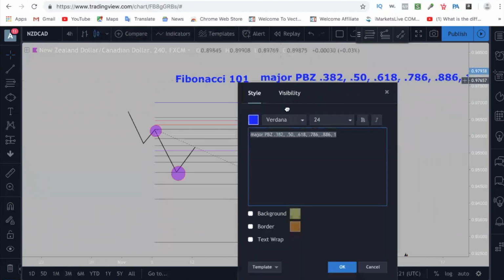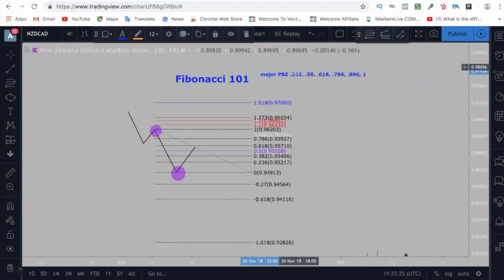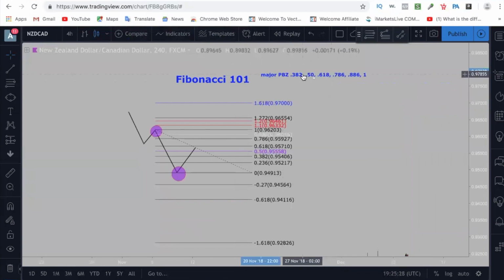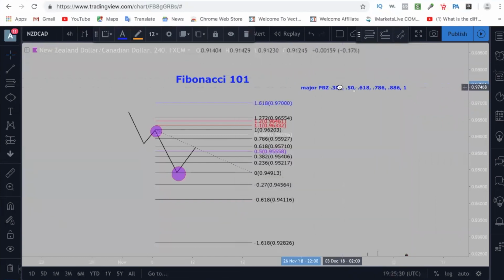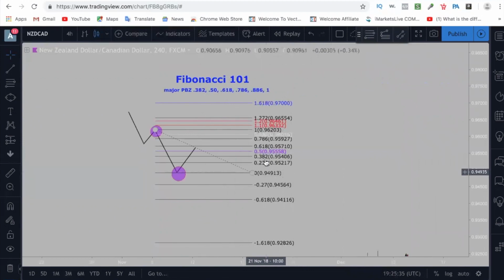And let me make that smaller so you can fit everything on here. So these are going to be your major pullback zones. That means that anytime the market comes to these areas, you're expecting the market to do a few things. Once the market gets there, you're expecting it to either consolidate, or just throw a reversal pattern.